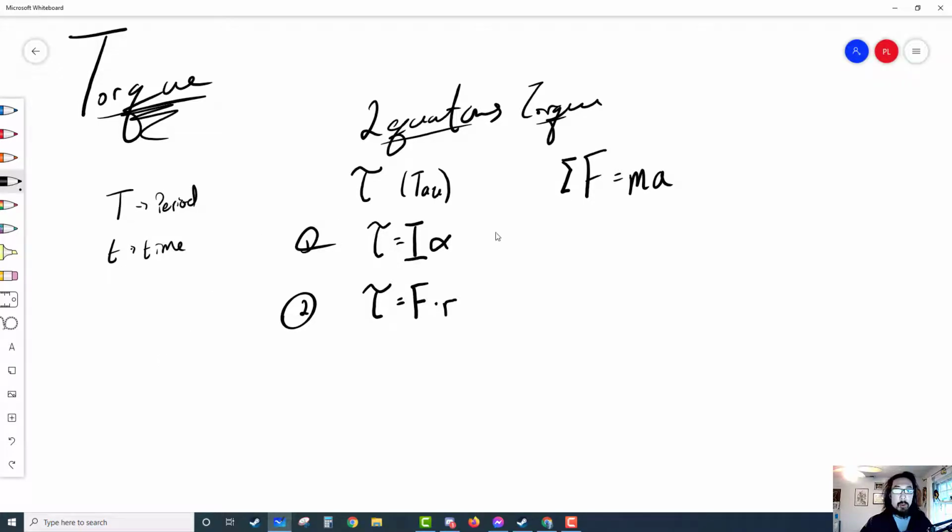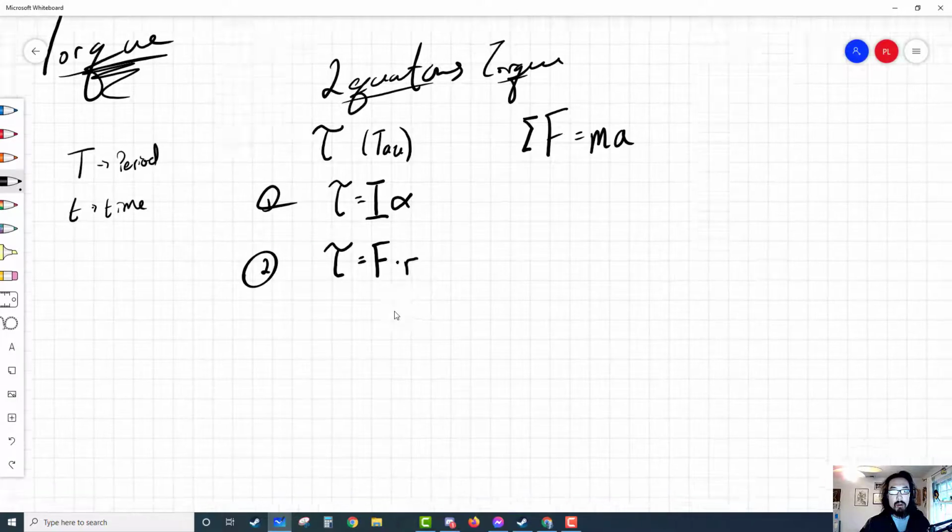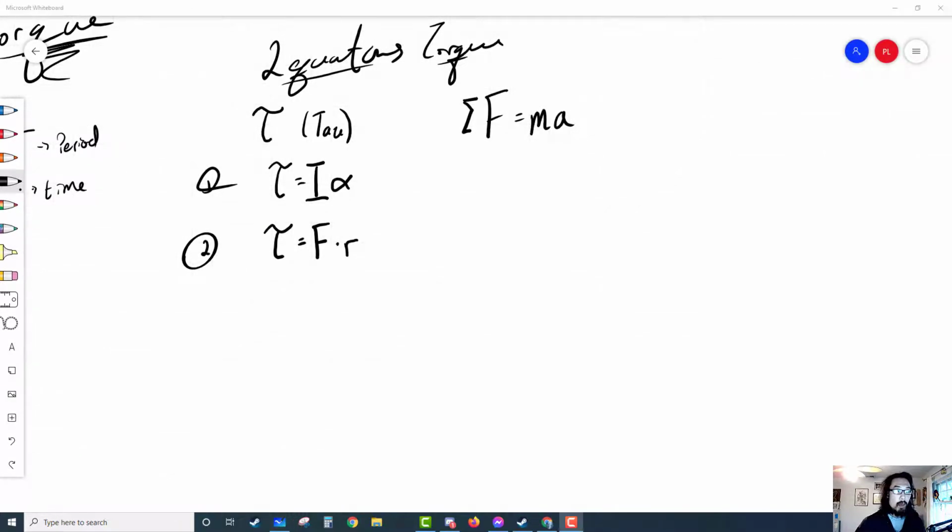To start us off, the units for torque. We can take a look at equation 2 because that will really help us. The unit for force is, of course, the Newton, and the unit for the radius, or the distance away, is meters. And so we get the unit for torque as a Newton meter. Okay, a Newton meter.